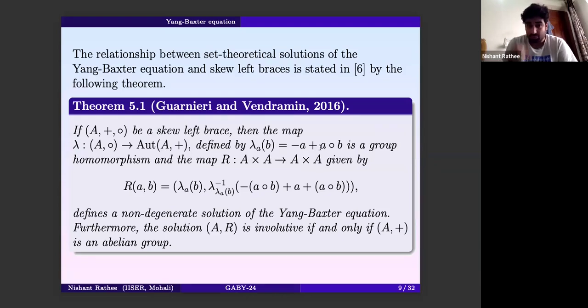So this will be a homomorphism, and if you define the map R from A cross A to A cross A, given by this lambda_a(b) and by this complicated formula, I don't want to pronounce all of this, but yeah, this defines a non-degenerate solution of the Yang-Baxter equation. And furthermore, this solution is involutive if and only if the additive group is abelian.